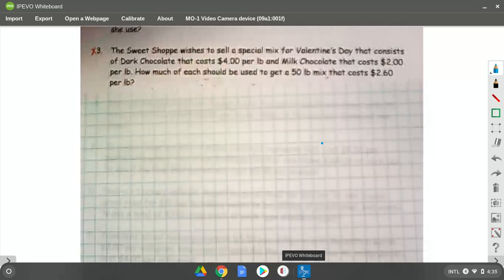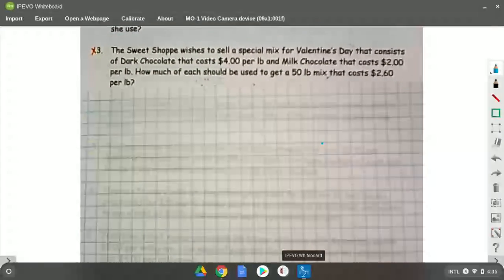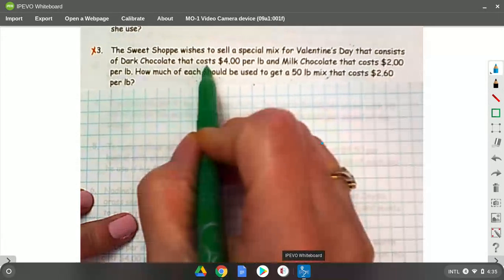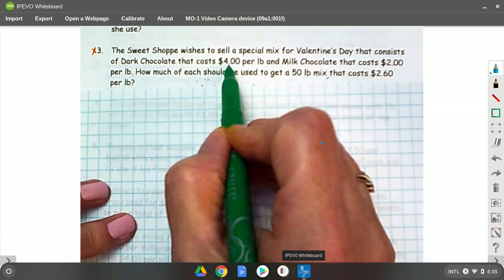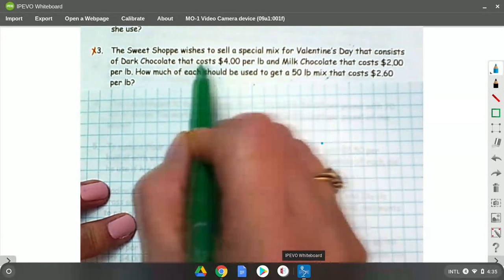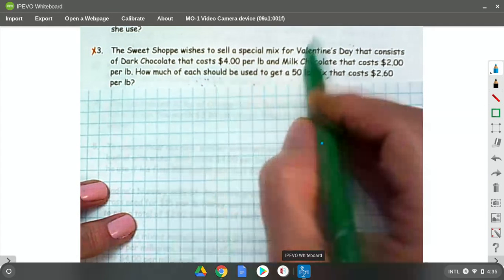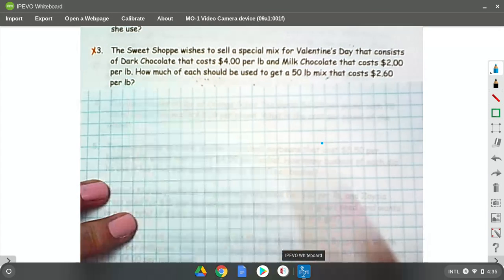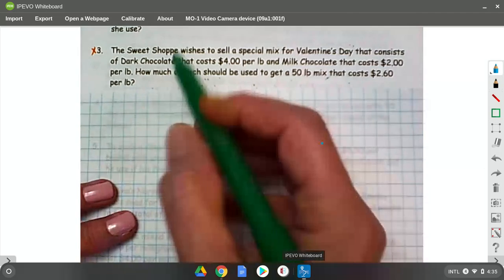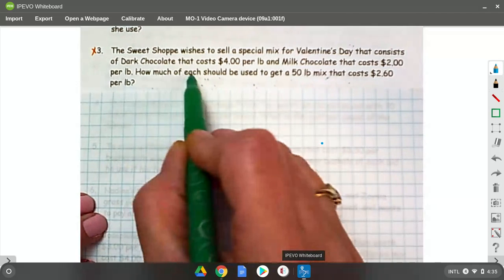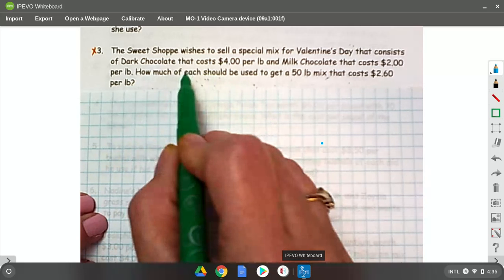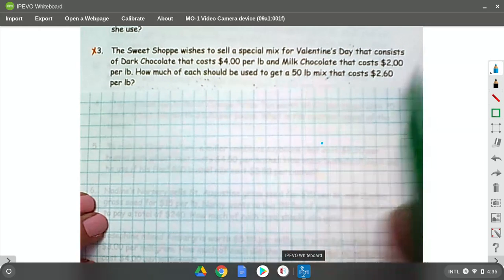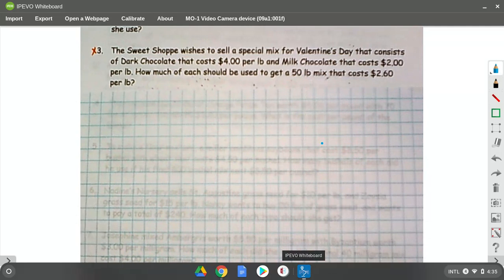The sweet shop wishes to sell a special mix for Valentine's Day that consists of dark chocolate that costs $4 per pound. Not giving me any amount there. And milk chocolate that costs $2 per pound. Still, I don't have any amount. How much of each? So I know I don't have the value for either of those quantities. A 50-pound mix that costs $2.60.